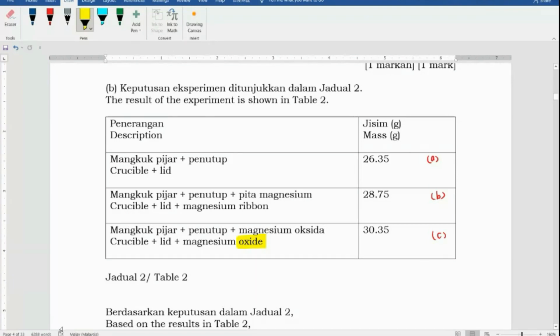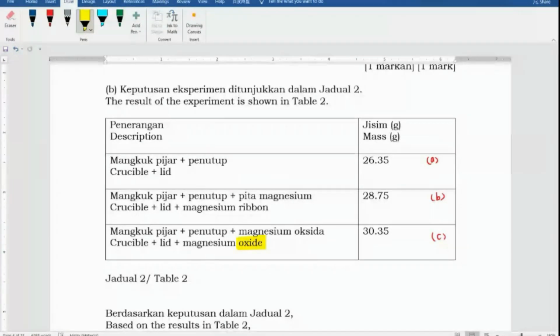Lagu apa tu, Jerome? Jangan ada yang buka account sini lepas tu main game saja.